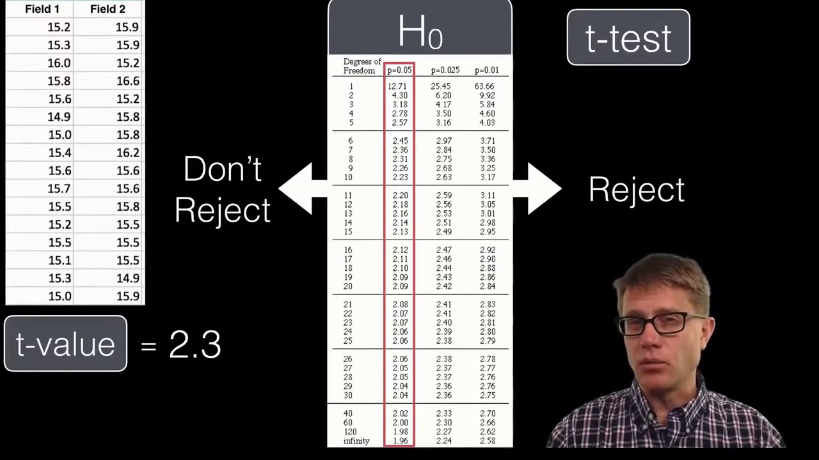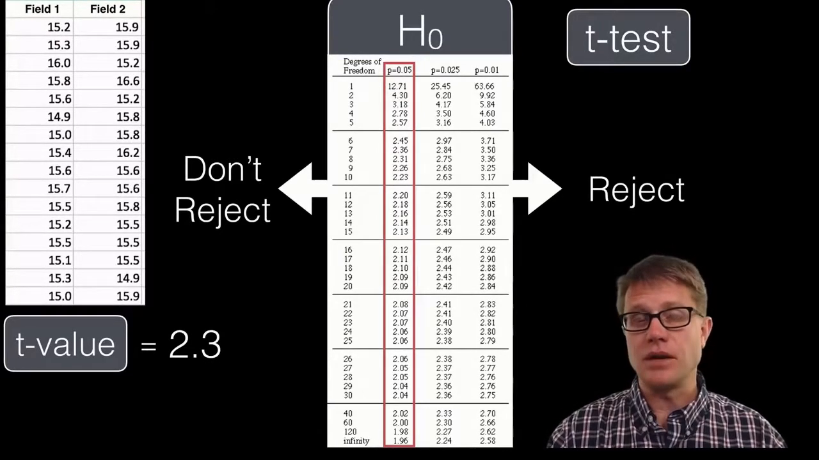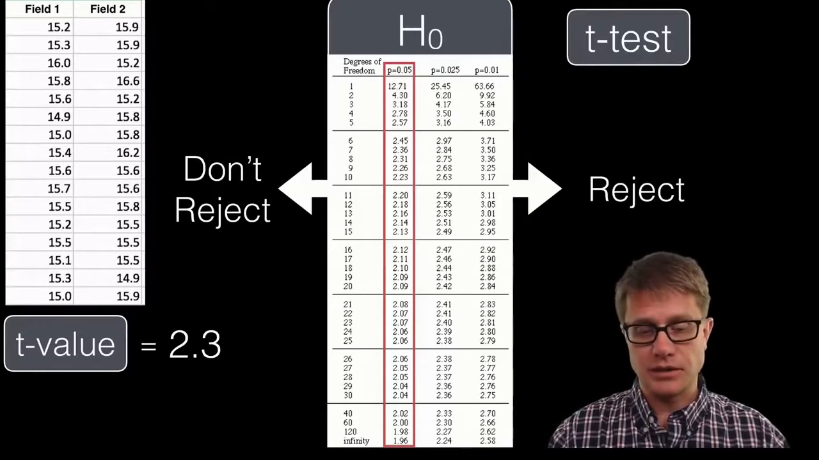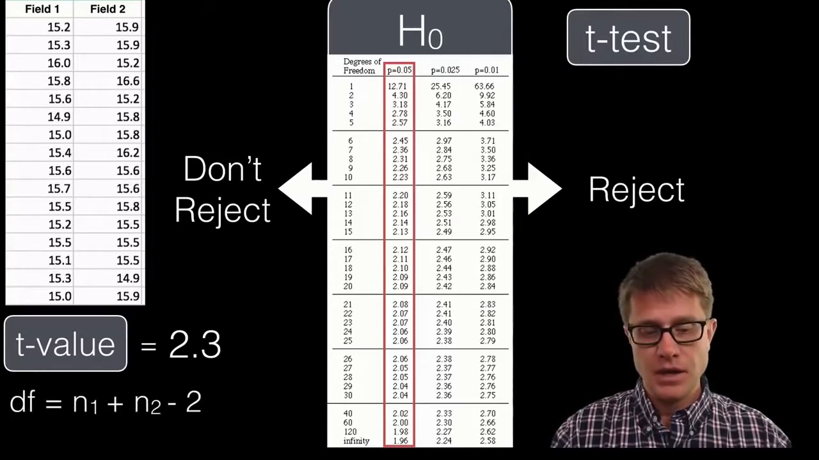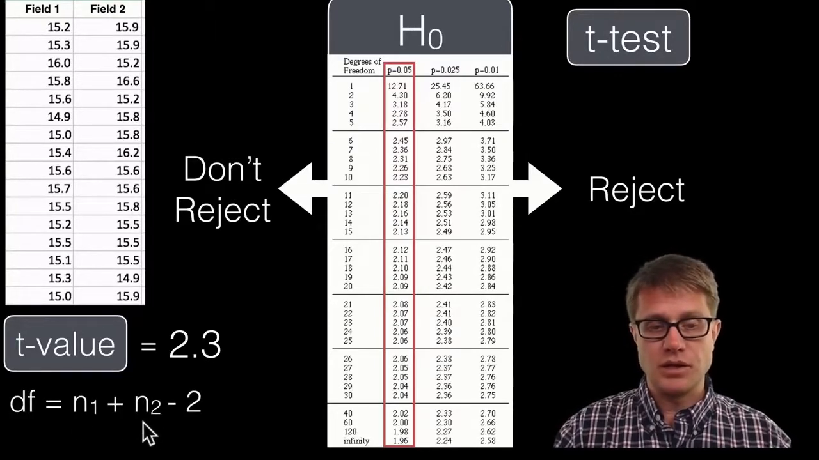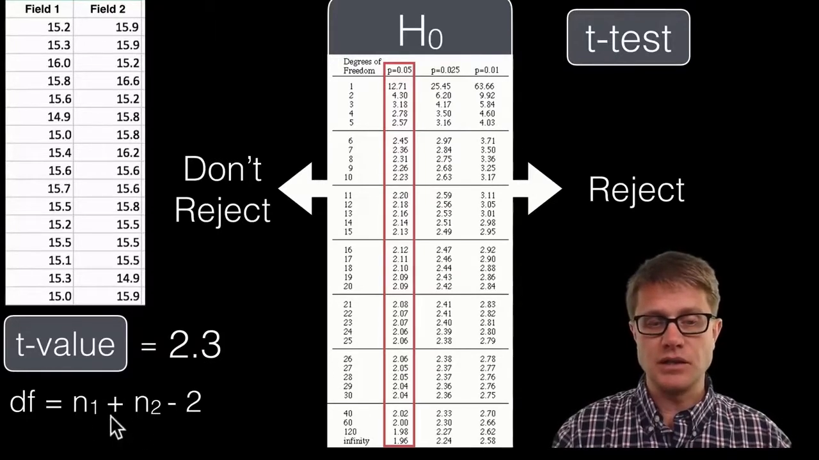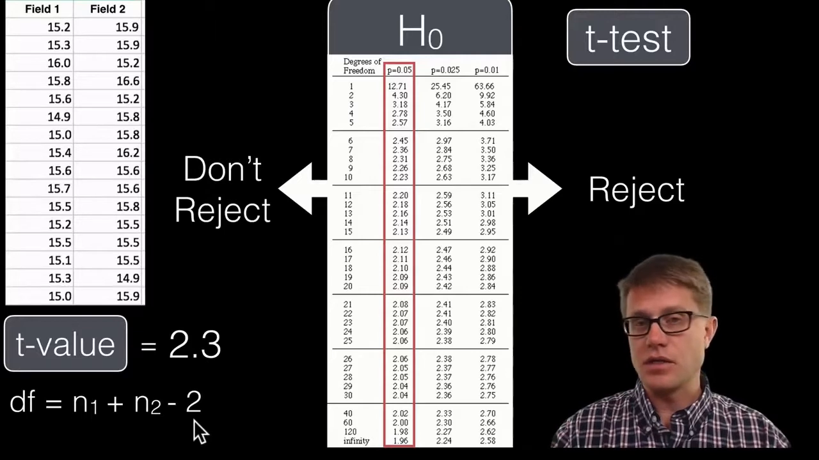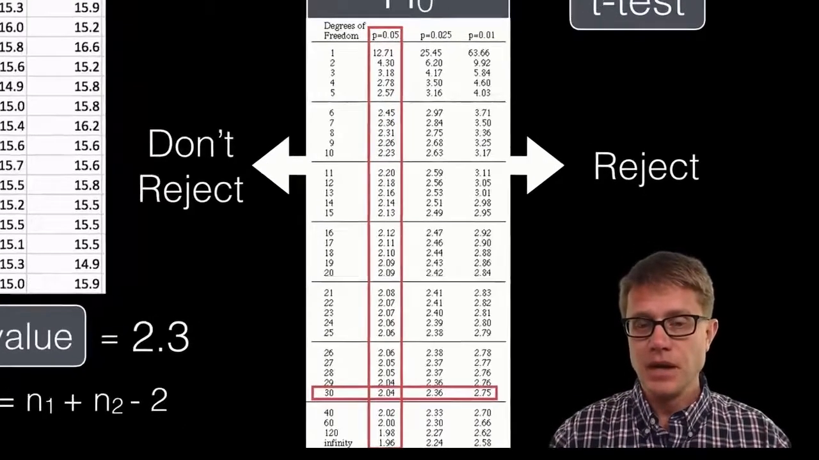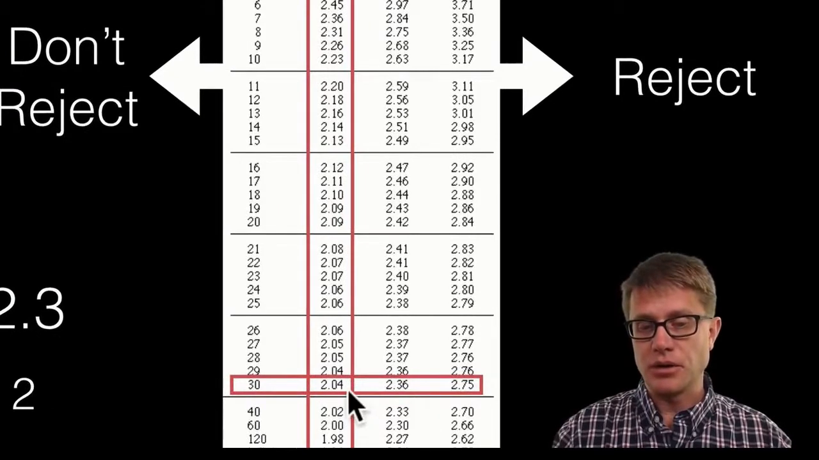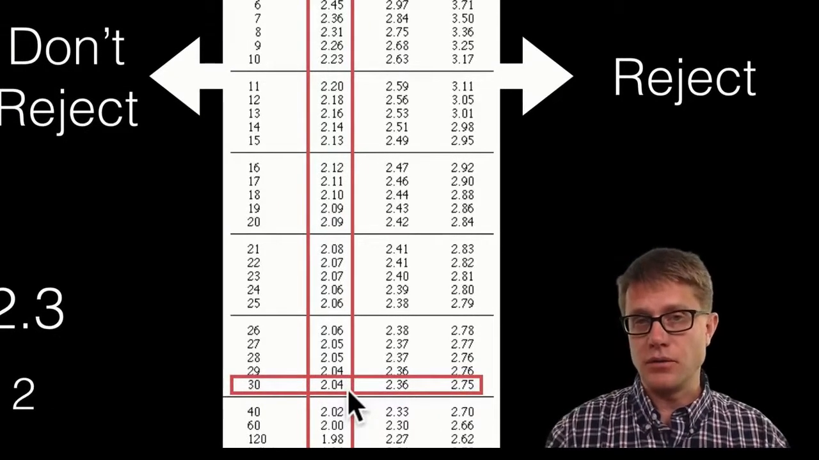Now we have to figure out what row we're going to do. And to do that, we have to know how many samples we collected and figure out the degrees of freedom. So the degrees of freedom is going to be the samples of N1 and N2 minus 2. So since we took 16 from each, it's going to be 32 minus 2, or 30 degrees of freedom. So here's our critical value. Our critical value is going to be 2.04.